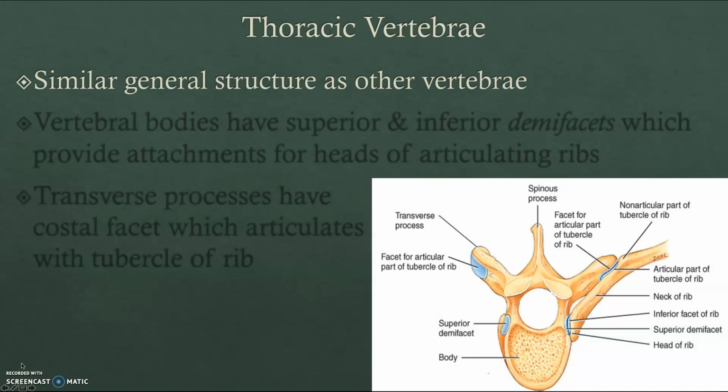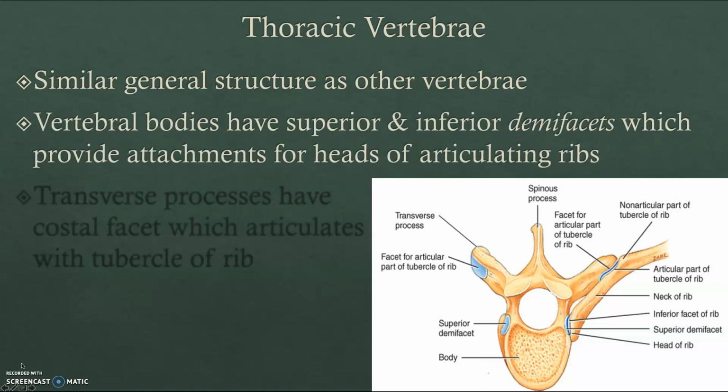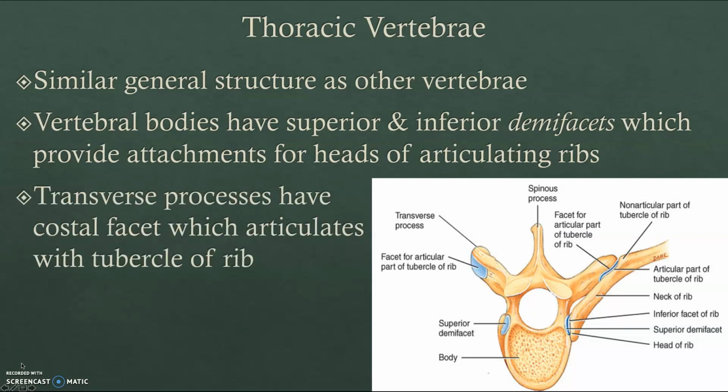So the thoracic vertebrae, we look at just the vertebral anatomy. A lot of similarities with the other vertebrae in the cervical and lumbar spine. We talked about those superior and inferior demifacets. That's where the ribs articulate. And then these transverse processes have that costal facet.